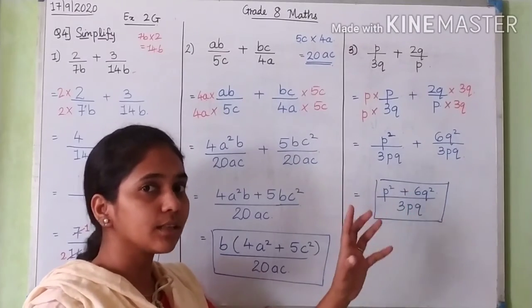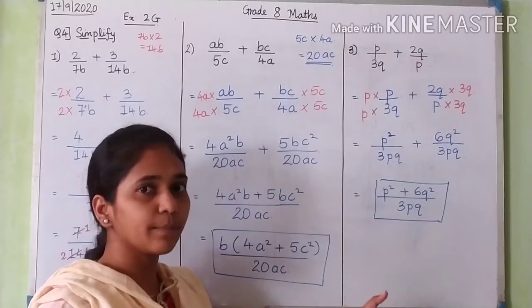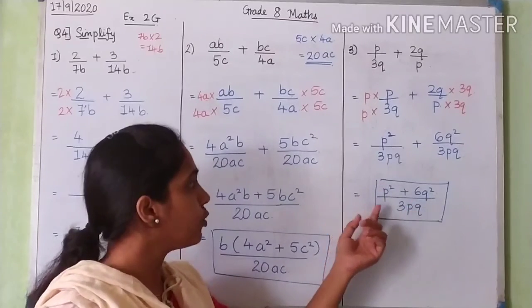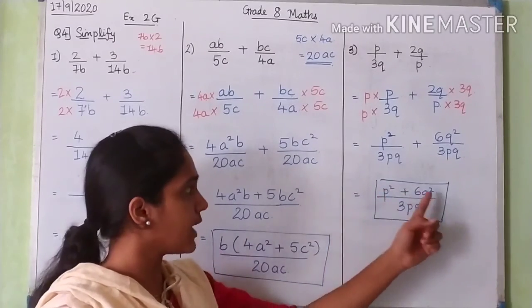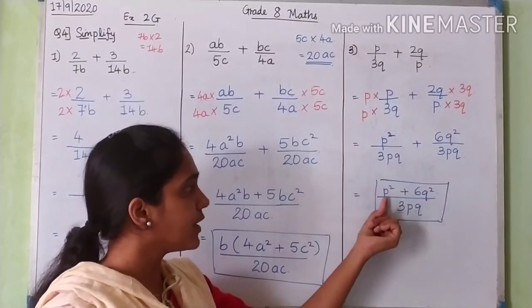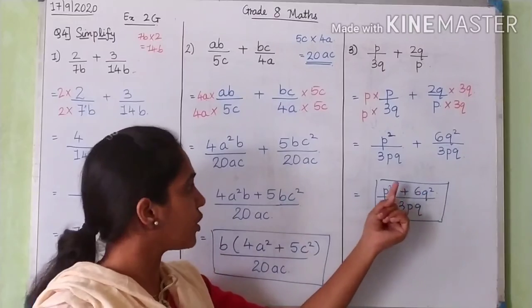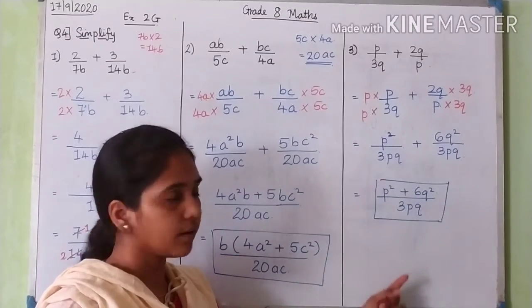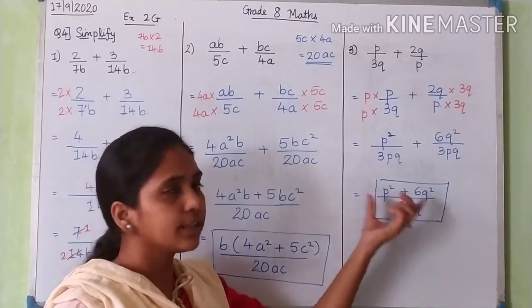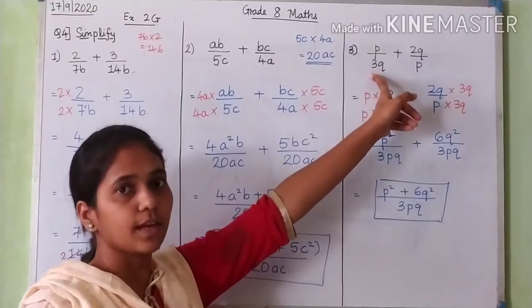Plus means what? It separates. What is getting separated? 3pq is getting separated, to whom? To the p square term as well as to the 6q square term. So this 3pq belongs to this term also and this term also. So you cannot cut one term. And if you separate the terms and then cut, you will again get this expression.